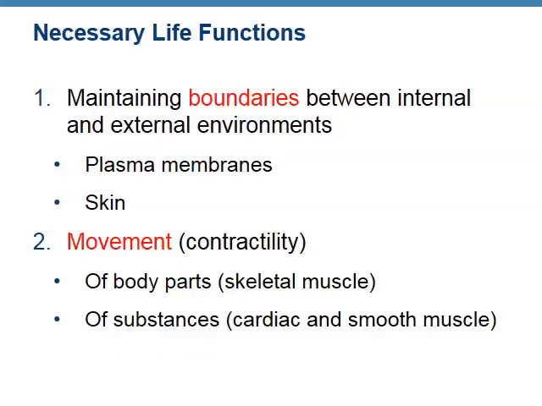Number one on our list here, maintaining a boundary. Basically, if you want to separate the internal from the external environment, your skin would be a great organismal example of this. So the entire human body is separated external versus internal via the skin. A plasma membrane is a boundary for cells. So a plasma membrane surrounds cells and creates a natural boundary.